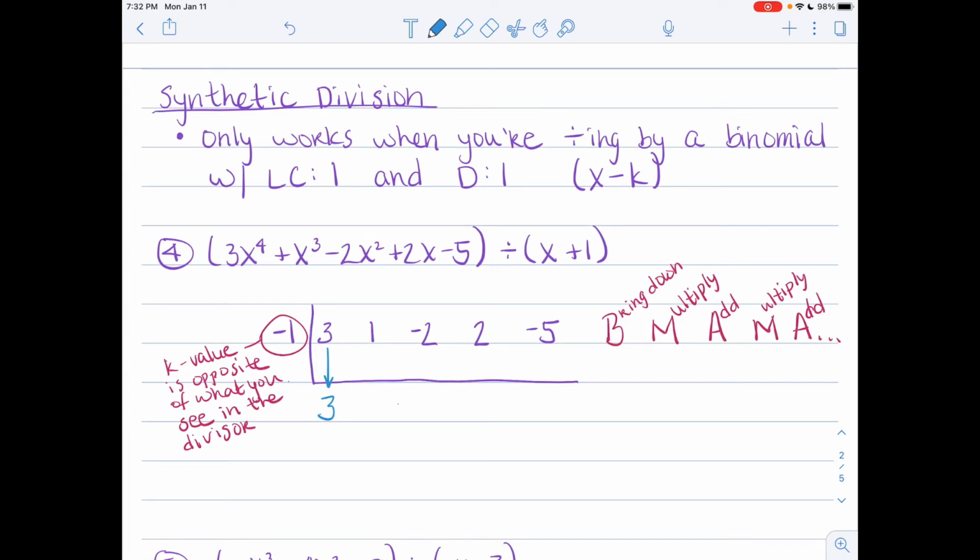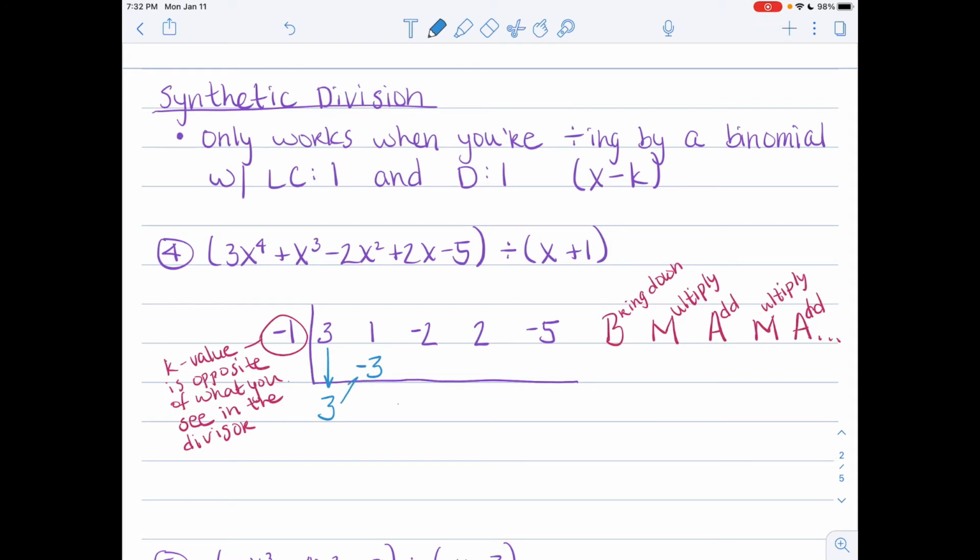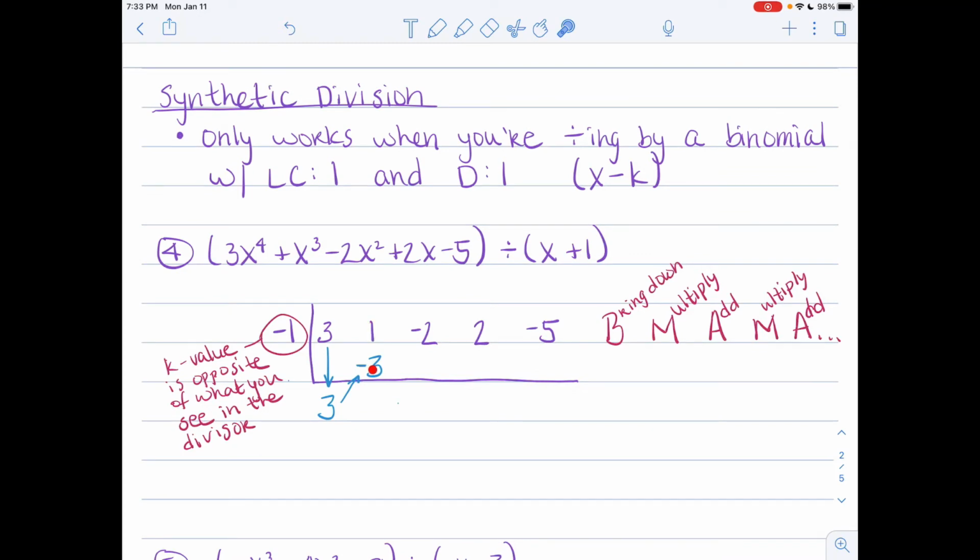We write it in the next available space, which happens to be up here, -3. So we are going kind of diagonal up like that. If you want to draw that arrow in to make sure that you know where that multiplication product goes. And then finally we add. So I'm going to add 1 and a -3. And when I add 1 plus -3, I'm going to get a -2. And now we multiply and add again.